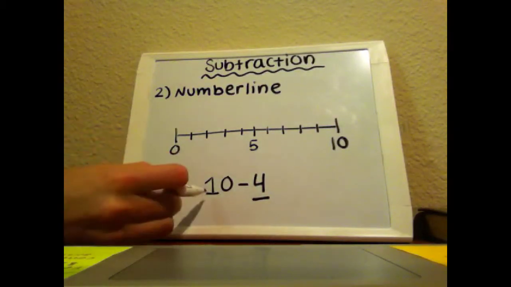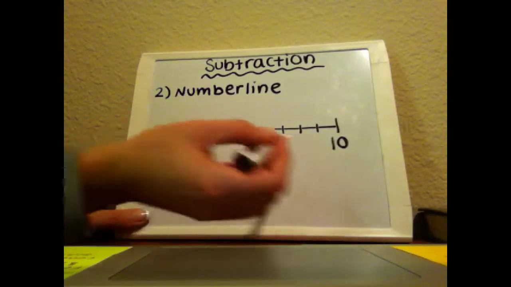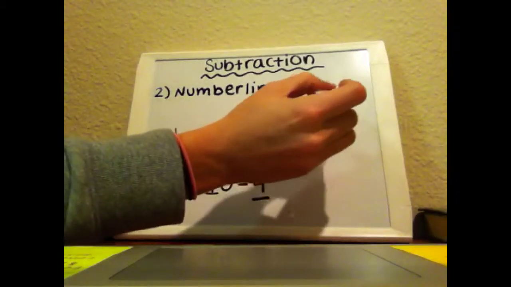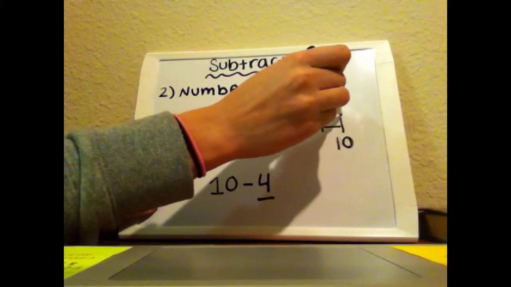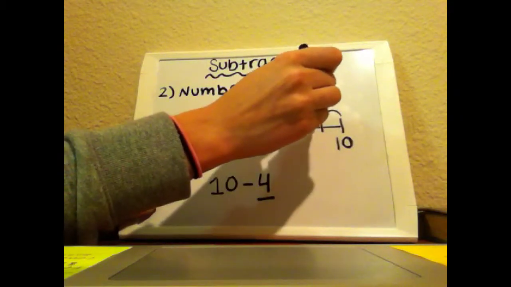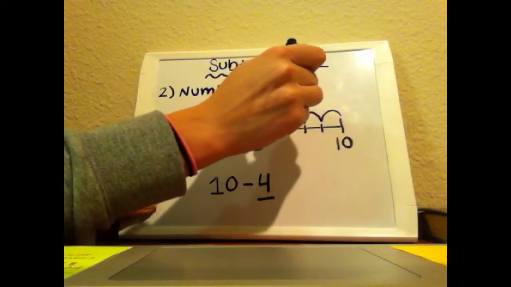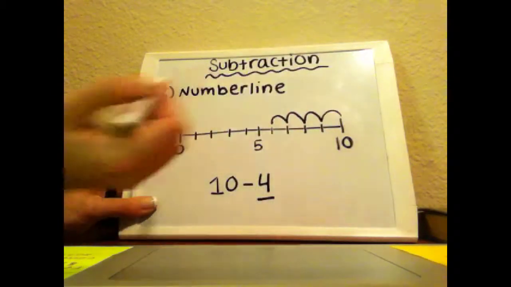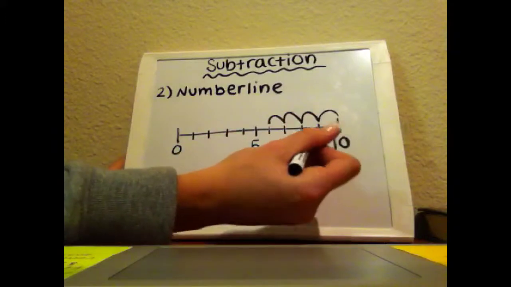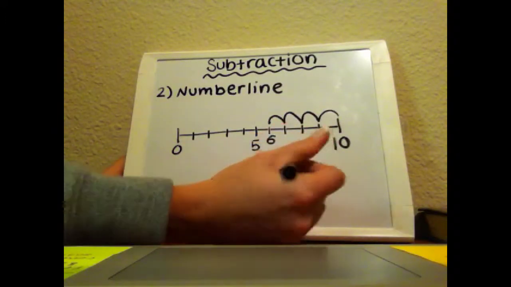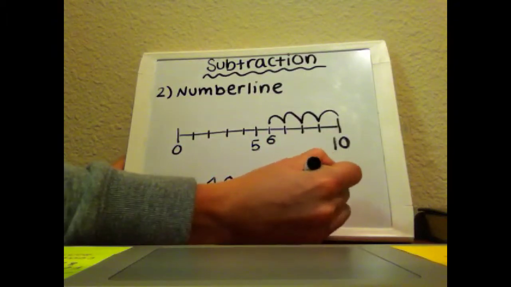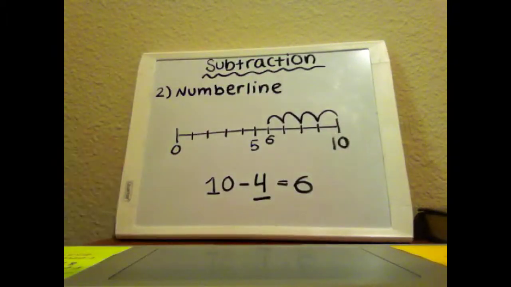So this is very simple. All you do is you look at how many you're subtracting. So we're taking away 4. So we start at the biggest number that we're taking away from, and we just count backwards. So we're going to go backwards from 10, 4 spaces. So 1, 2, 3, 4. And when we look 4 spaces back, that is 6. So 10 minus 4 equals 6.